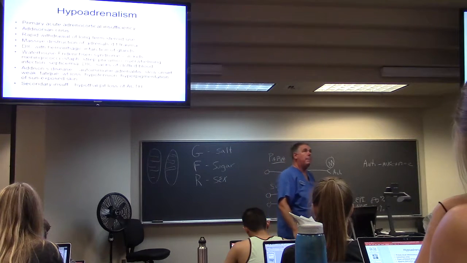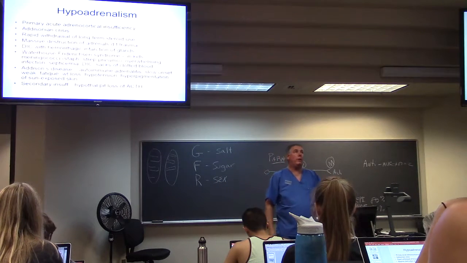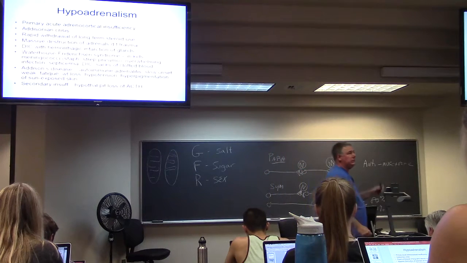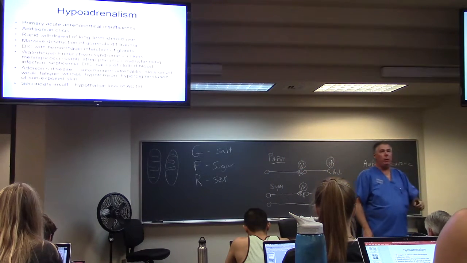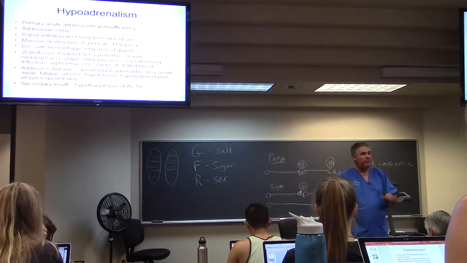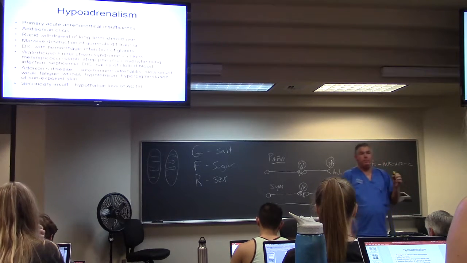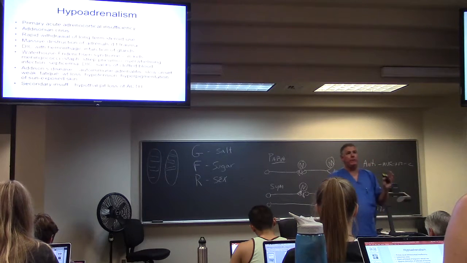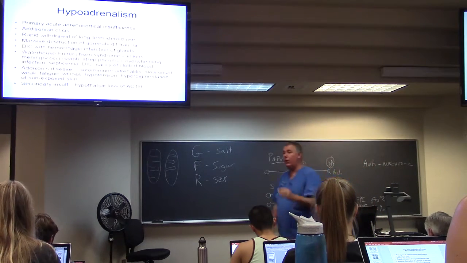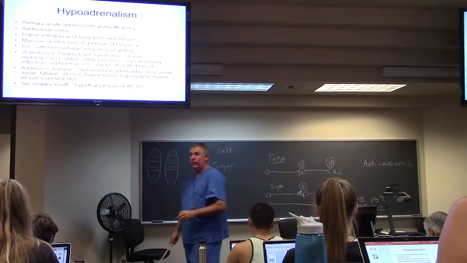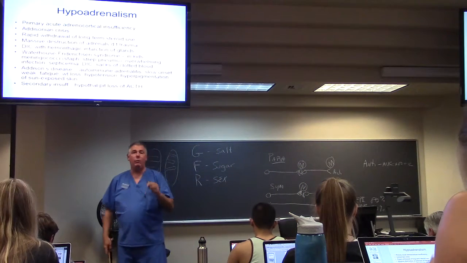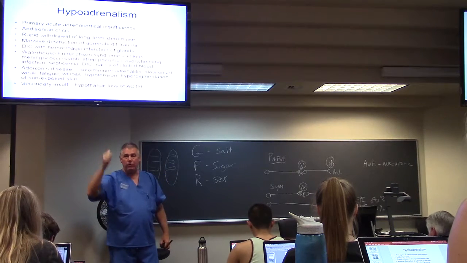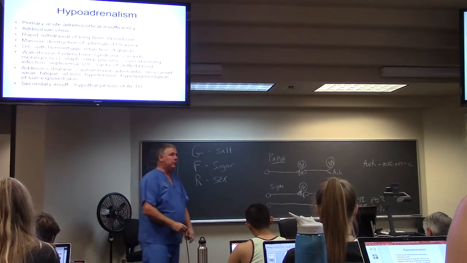Hypoadrenalism, primary acute adrenal cortical insufficiency is the other name for it. Basically, it's a sudden withdrawal of adrenal cortical function. This is also known as Addison's disease, or if it's a sudden acute withdrawal, it's called an Addisonian crisis. You have to have cortisol to maintain blood pressure. If it suddenly drops to 0, your blood pressure is going to drop to 0.